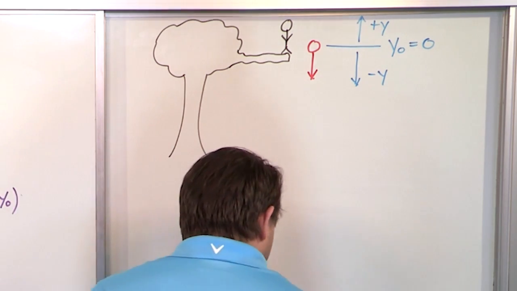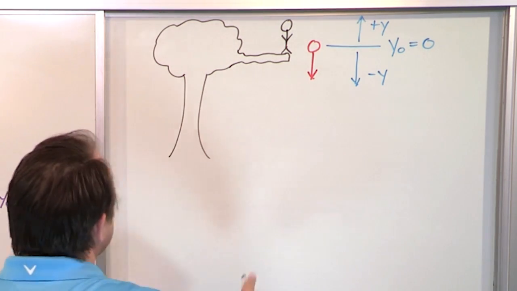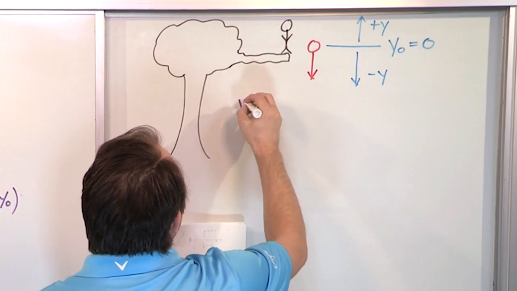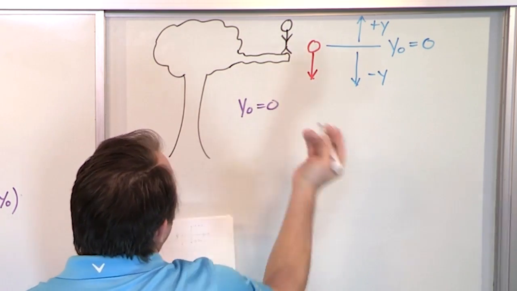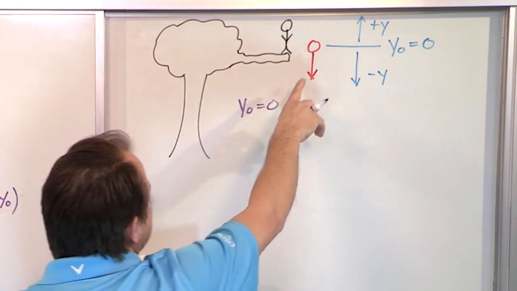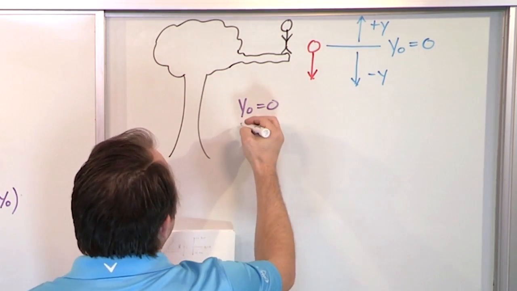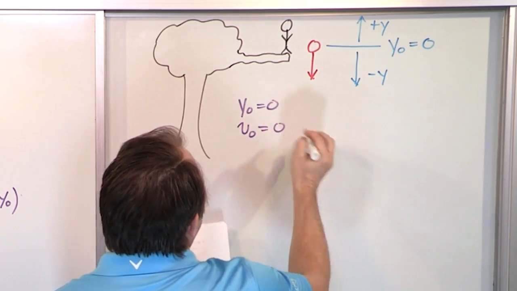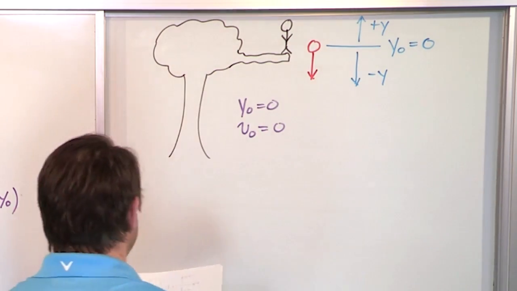So let's write down what we know, and let's solve this problem. What do we know? We know the initial position of the ball is equal to 0. How do we know that? Because the problem didn't say they threw it up. They just said they let it go. So its initial position was 0. What was its initial velocity? Well, that's also equal to 0. Before you drop it, of course, it's not moving.